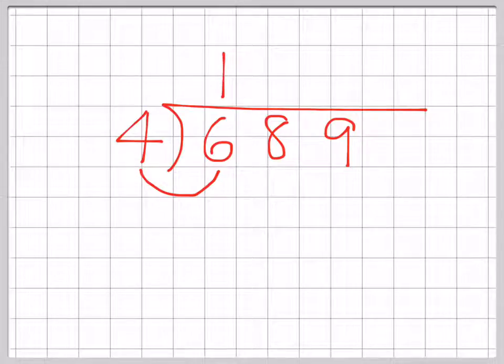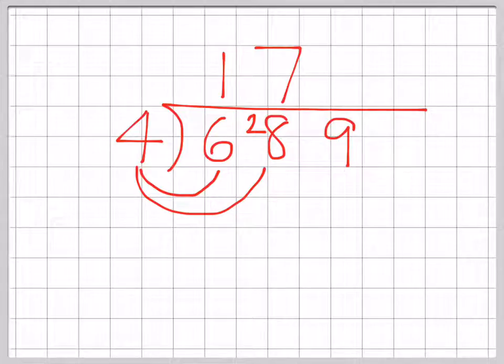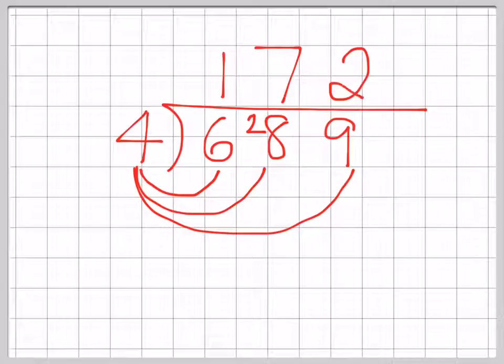There's 1, which makes 4, so we've got 2 left over. That makes 28 as our next number. How many 4's are there in 28? Well, 7 4's make 28 with no remainder. And how many 4's are there in 9? Well, 2 4's make 8. That gives us our remainder of 1 on the end.